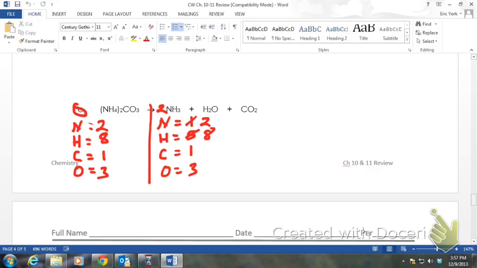And now, just by changing that one substance, our equation is now balanced. 2 on each side of the nitrogens. Hydrogens have 8 on each side. Carbons have 1 on each side. Oxygens have 3. This equation is balanced.